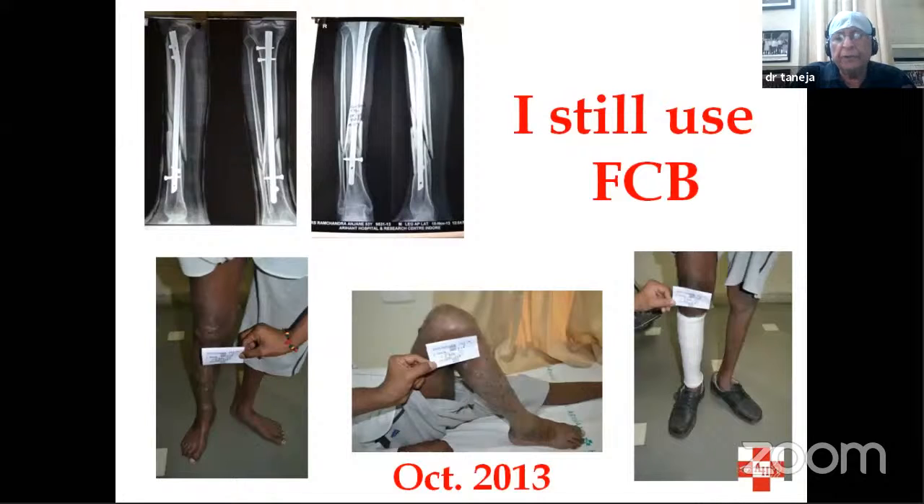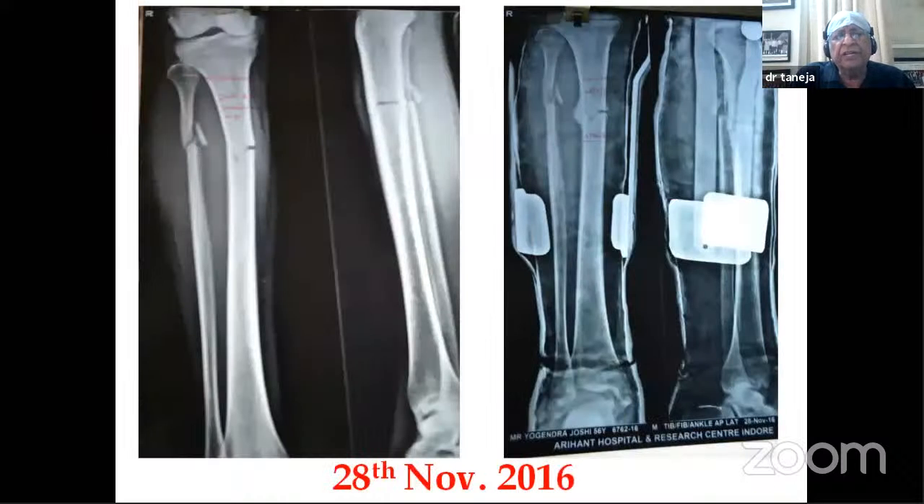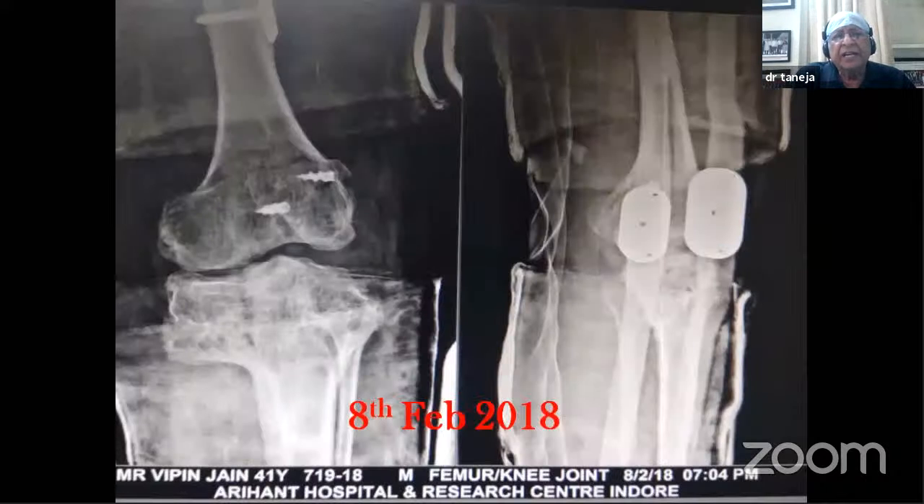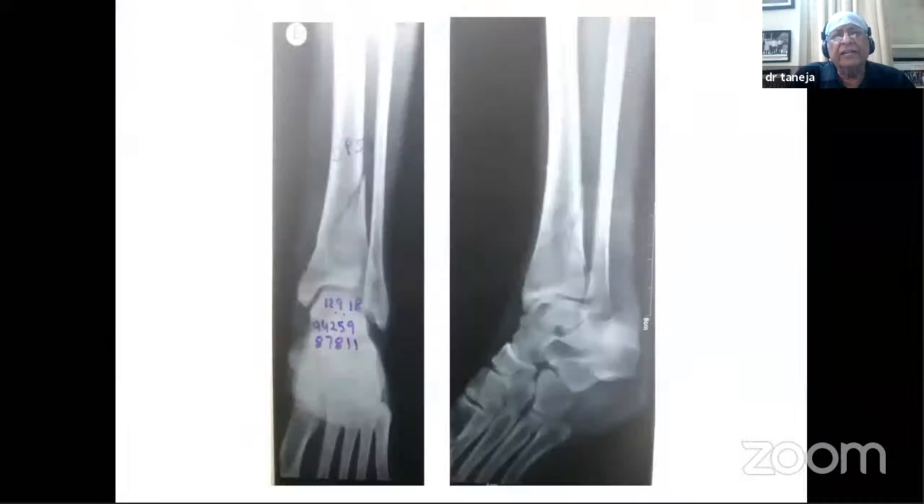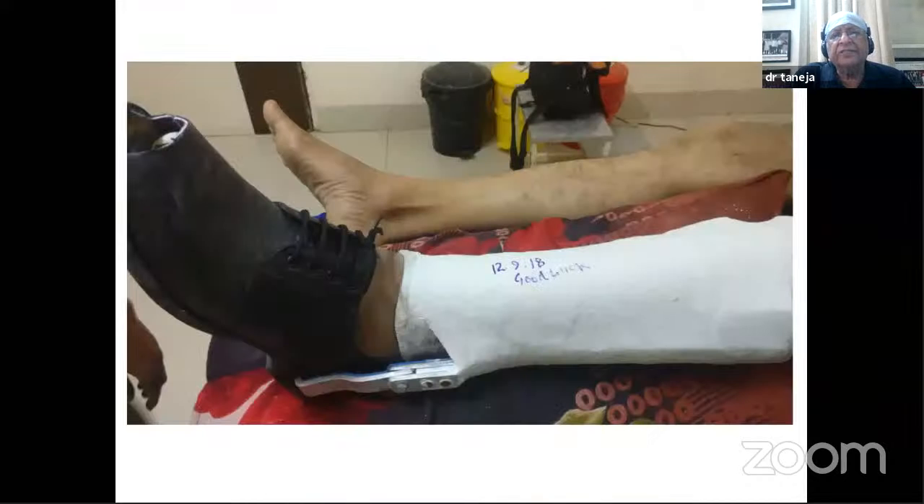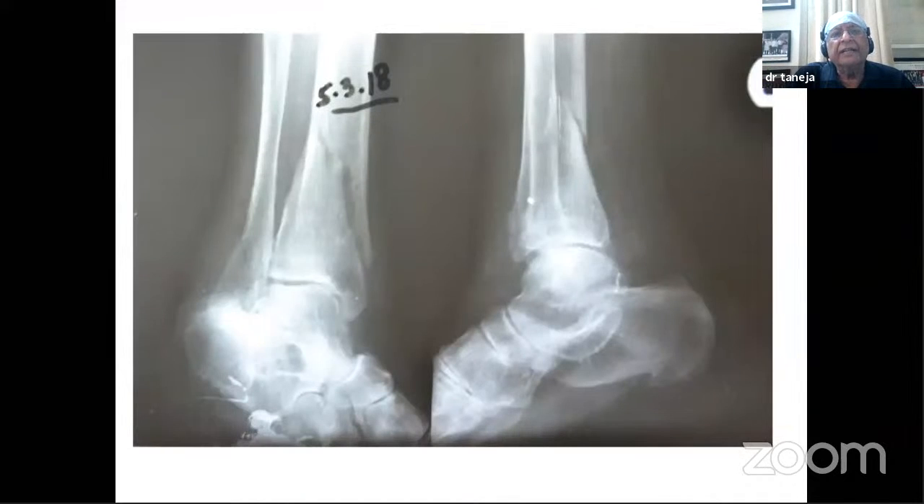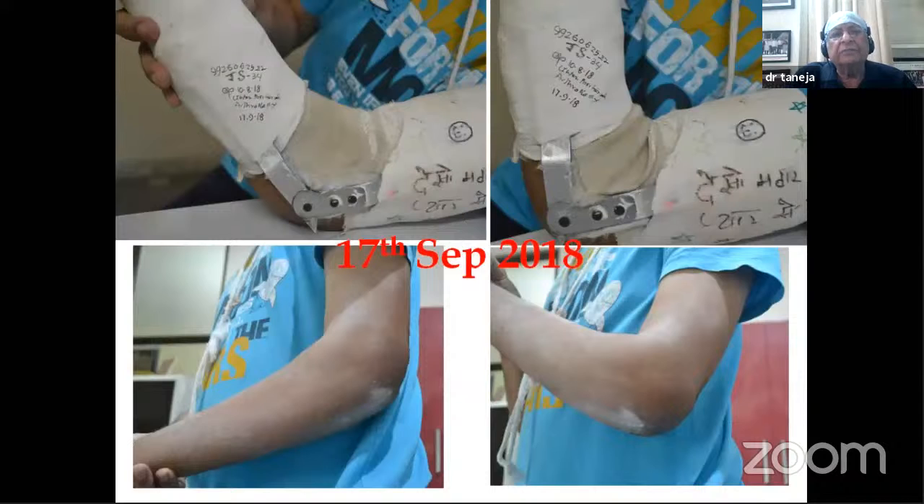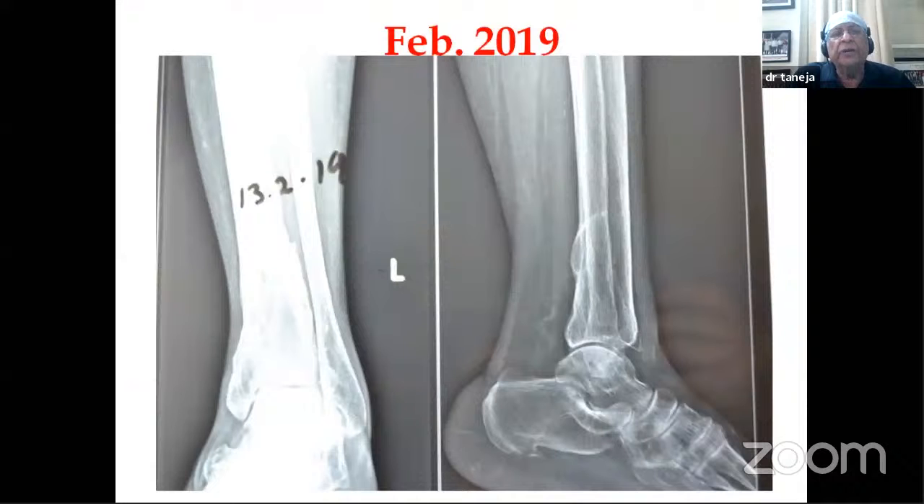People say, sir, do you still use cast bracing? I say, yes, I do a lot of cast bracing. This is October 2013, one patient. This is 2016. You can see the patient, how I apply this. This is a 2018 patient, and this is again a 2018 patient. This is a 2018 patient, and this is a 2018 patient, and you can see this patient after the cast brace has been removed, and their movement can be seen.